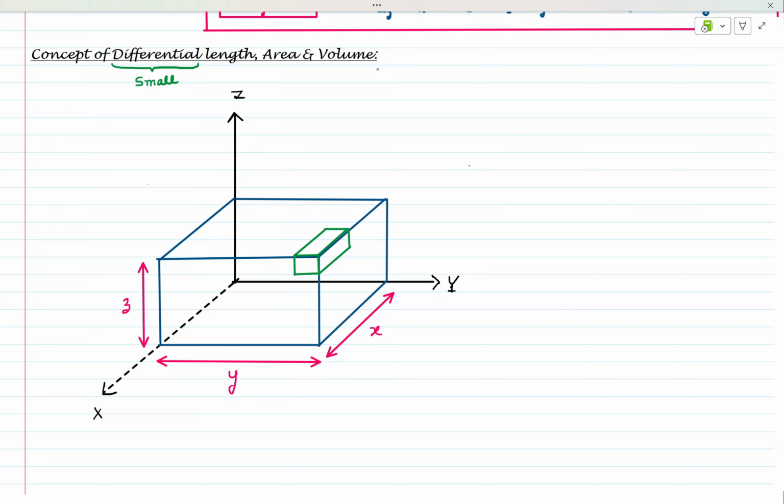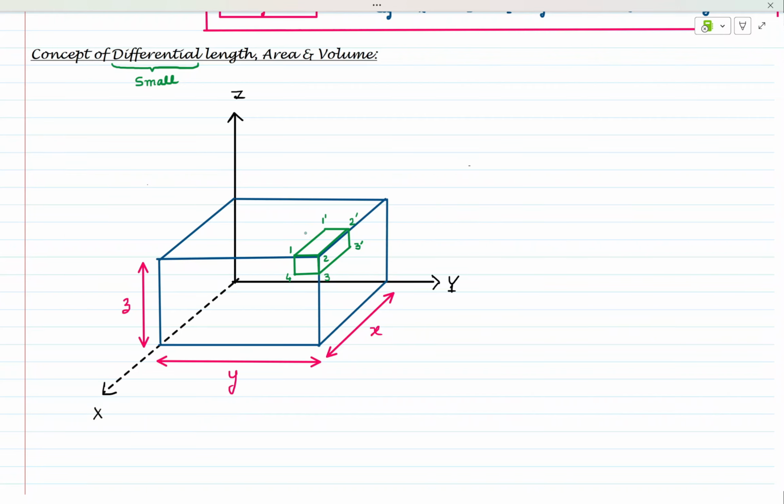Now let us first denote the width, length and height for the small block. Say this surface is 1, 2, 3, 4. I am just denoting it 1, 2, 3, 4. And this one is 5, 6, 7, 8, or 1 dash, 2 dash, 3 dash, and the 4 dash point is invisible.